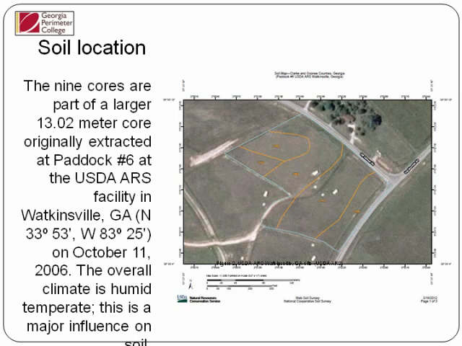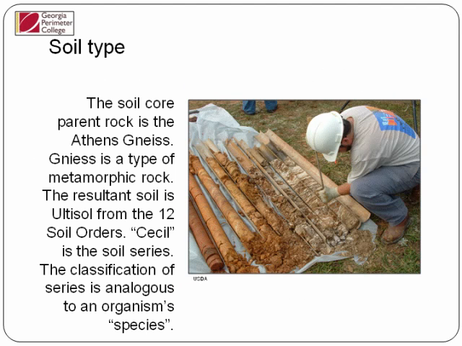Our soil that we did our experiment on came from paddock number 6 at the USDA ARS Agricultural Research Facility in Watkinsville, October 11th of 2006. This is a humid temperate climate. Unfortunately, the cores sat around for about 2 years before they were given to me. There are a few problems with that, and we'll talk about that later. But this is where they came from, Watkinsville, Georgia.